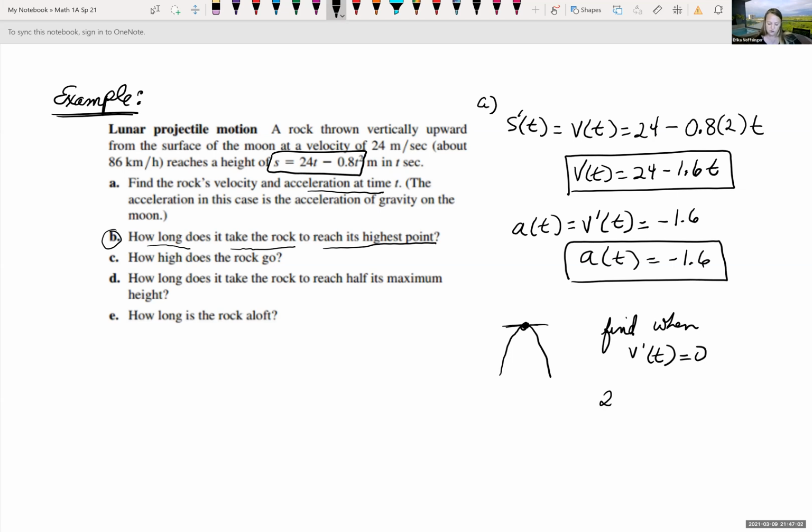And so I'm looking at when 24 minus 1.6t equals 0. If I add 1.6t to both sides, I have 1.6t equals 24, divide by 1.6. I get 24 divided by 1.6 is 15. So talking about my problem, it's in terms of seconds. And so to me, that's telling me it's reaching its highest point when t is 15 seconds.